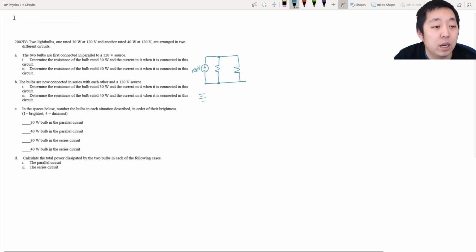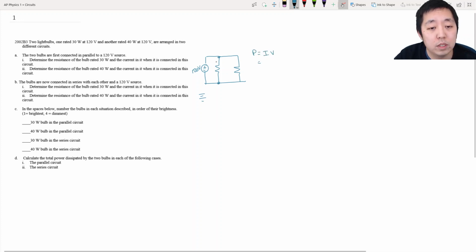Determine the resistance of the bulb rated 30 watts and what the current is in it when it is connected in this circuit. Well, there's not a lot you can do here. You're given the power ratings at the voltage. So what that tells you is, in general, the power through a resistor is given by current times voltage.